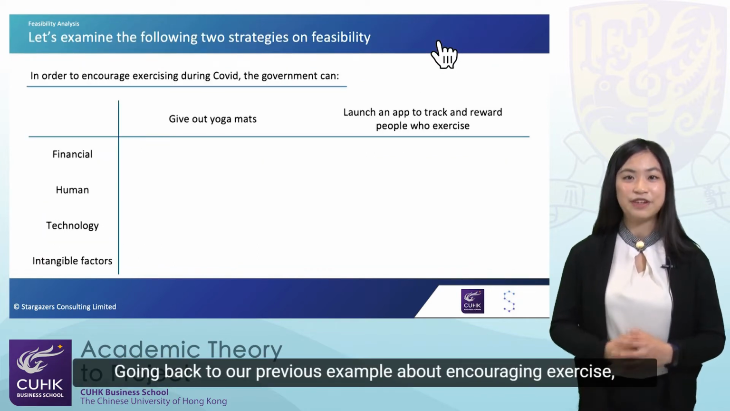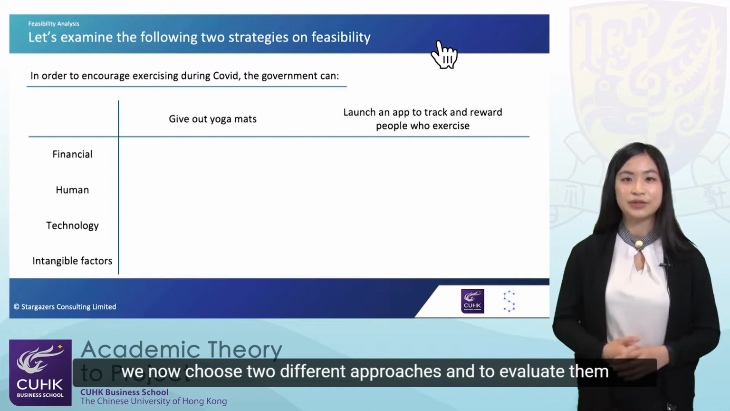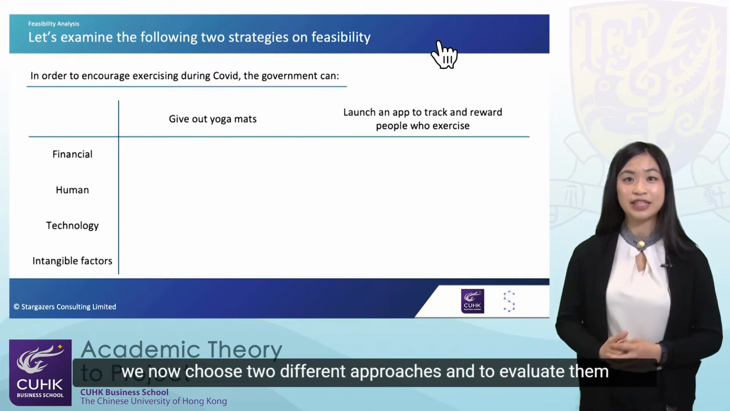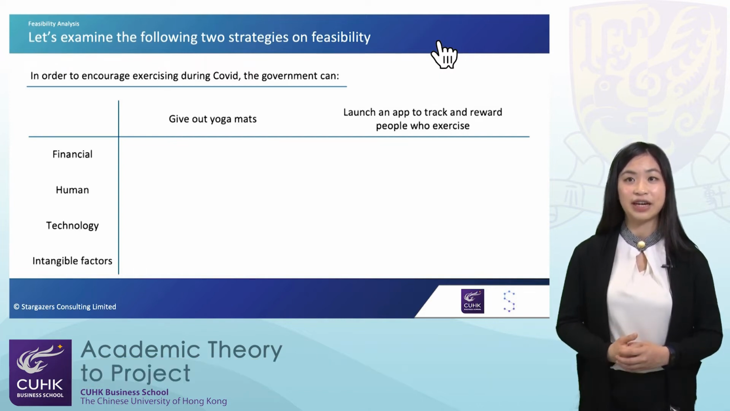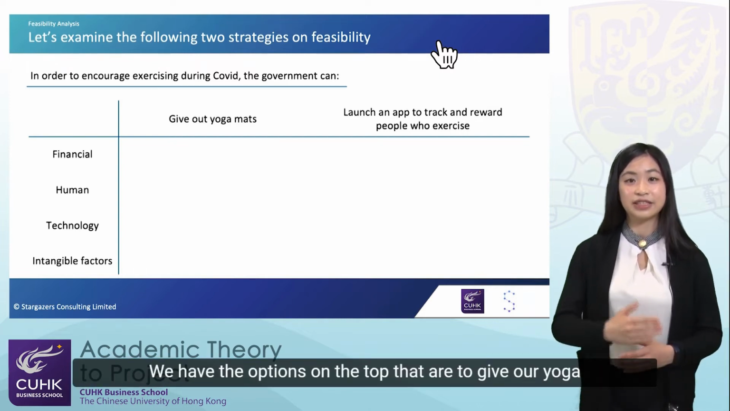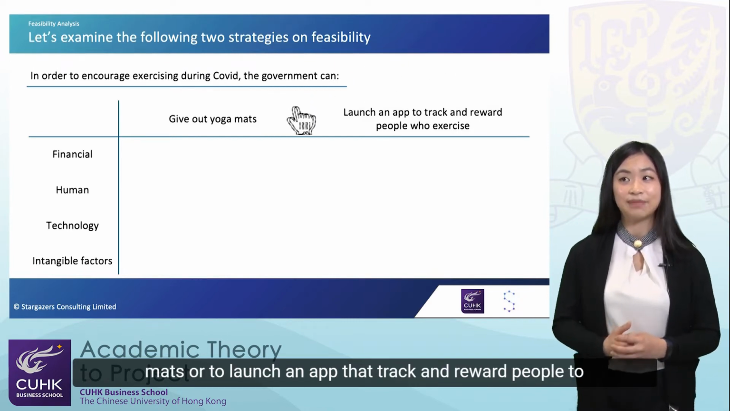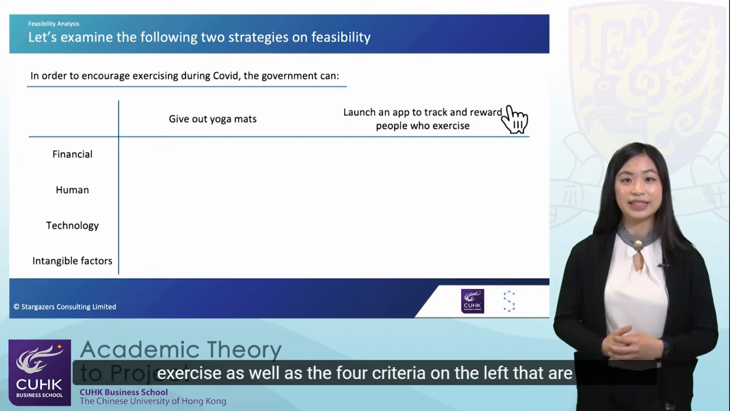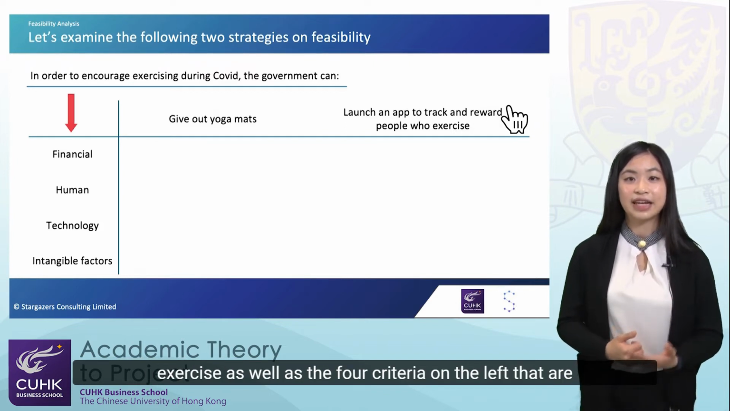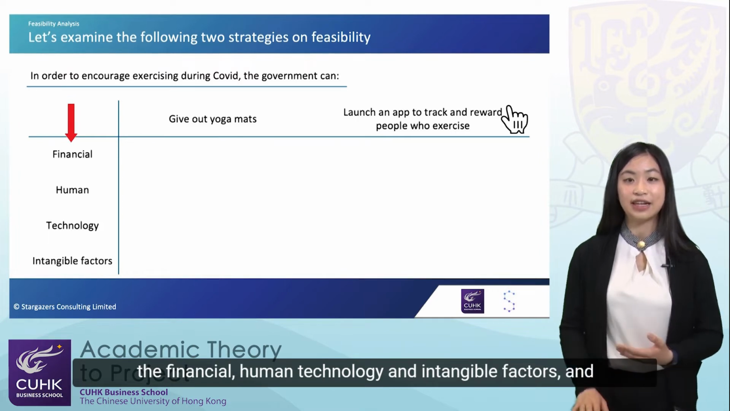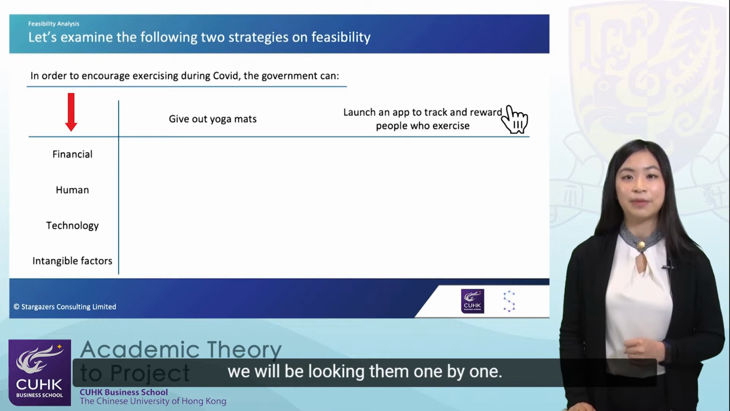Going back to our previous example about encouraging exercise, we now choose two different approaches and evaluate them upon the four different criteria. We have the options on the top that are to give out yoga mats or to launch an app that tracks and rewards people to exercise, as well as the four criteria on the left that are the financial, human, technology, and intangible factors, and we will be looking at them one by one.